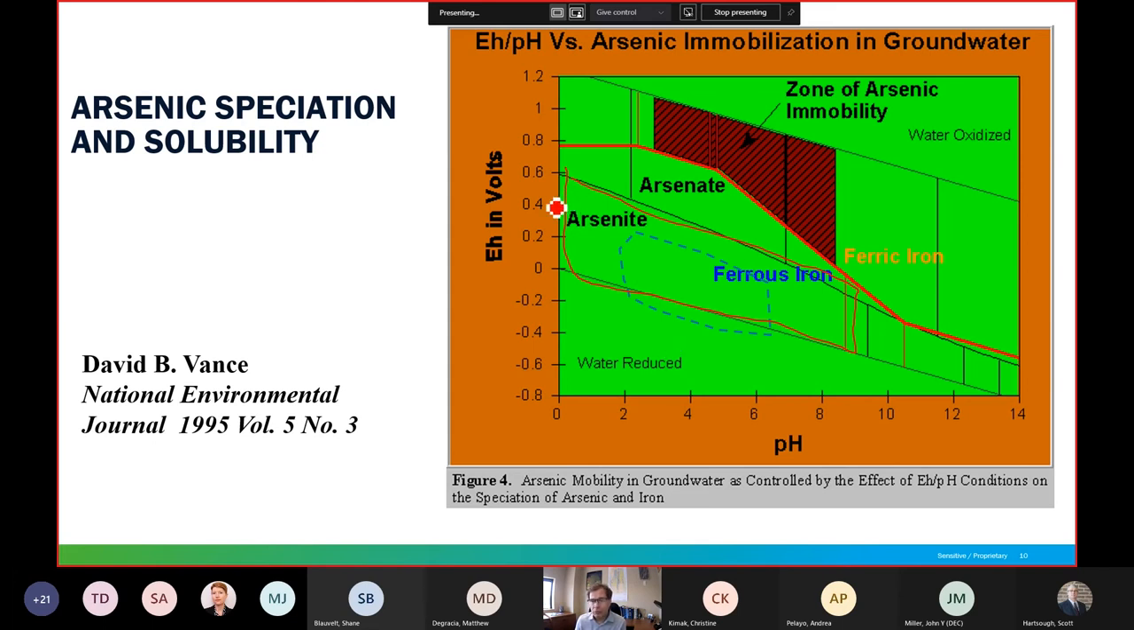And what does it mean in terms of arsenic? Well, Eh is essentially ORP. It's the electron activity. So as you are positive, this is ORP above zero. And as you are negative, this is essentially ORP as a negative.